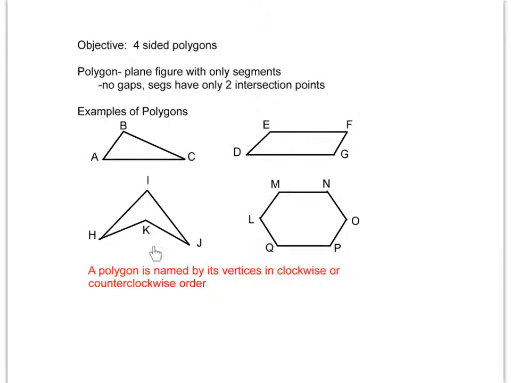Here's an example of a non-convex polygon or a concave polygon, because this angle at K is bashed in. It's greater than 180 right here. This is an example of a hexagon.